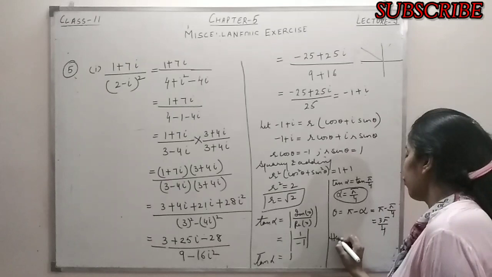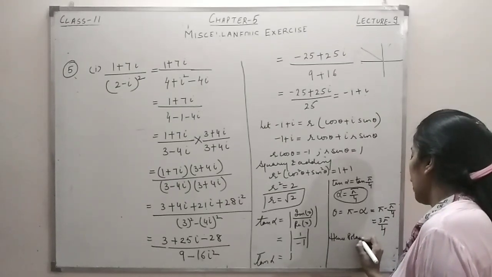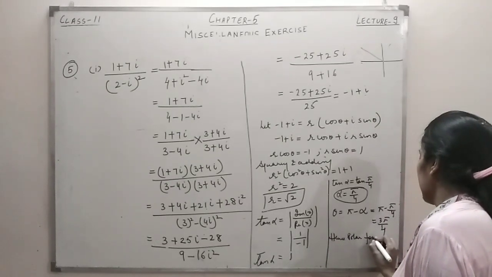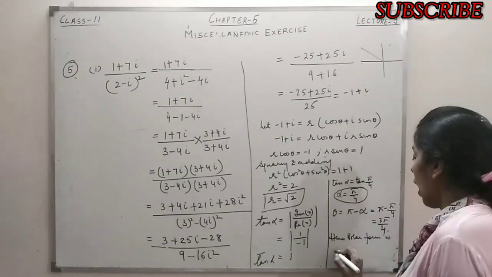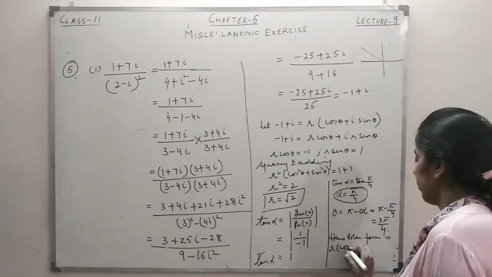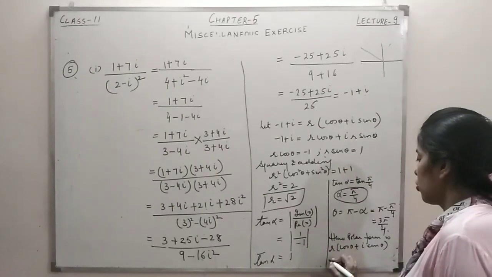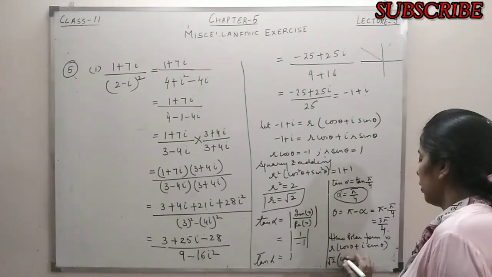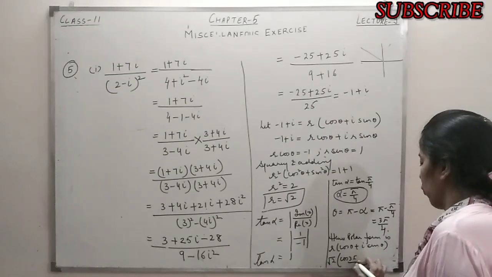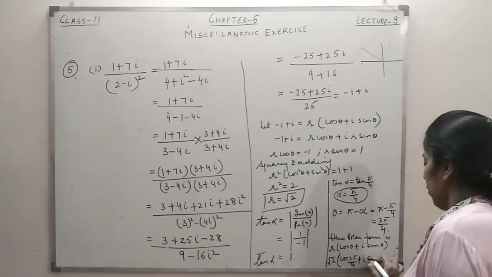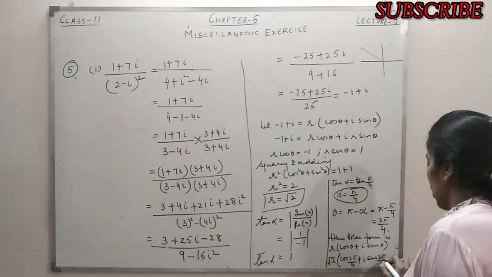So hence polar form is what? If we have r and theta, hence polar form is r(cos theta plus i sin theta). Right? So r is what? Root 2, that is root 2 (cos 3 pi by 4 plus i sin 3 pi by 4).